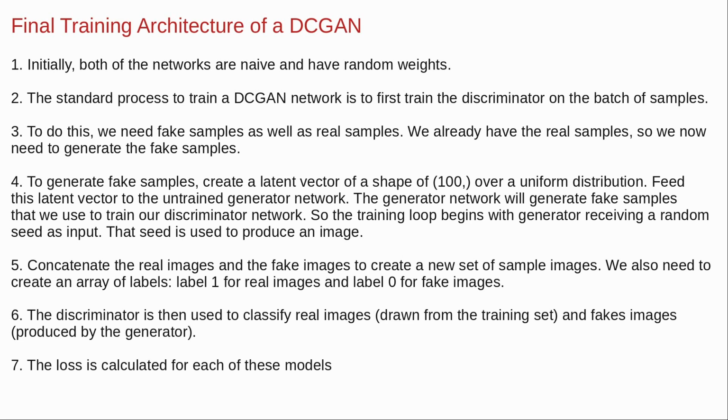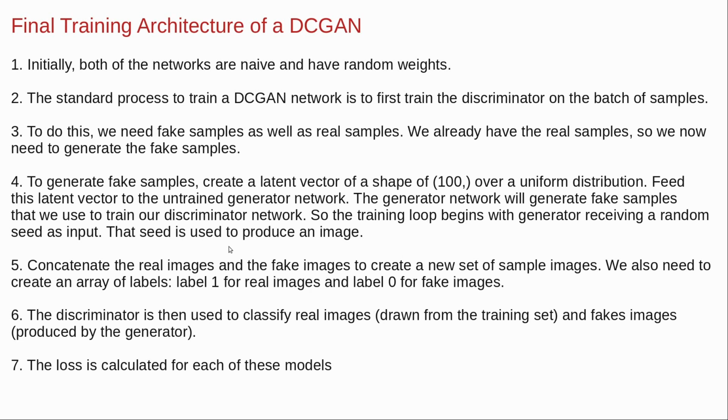Remember, the first step for DCGAN as per the original paper was a 100-dimensional vector. So we will create a fake sample with a 100-dimensional vector over a uniform distribution, and feed this latent vector to the untrained generator network. The generator network will generate fake samples that we use to train our discriminator network. So the training loop begins with the generator receiving a random seed as input. Here the random seed means this 100-dimensional vector.